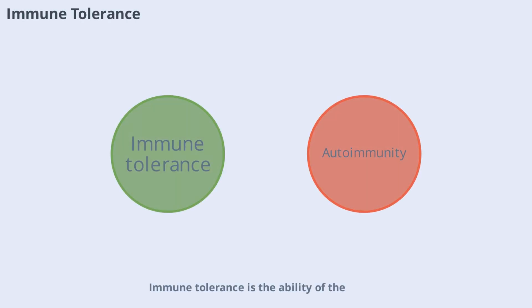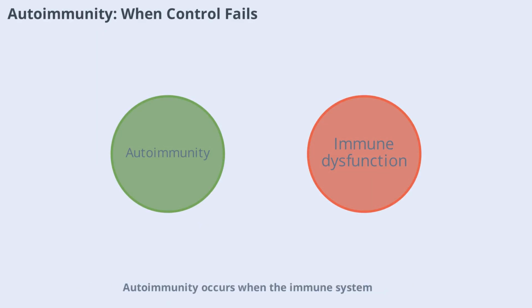Immune tolerance is the ability of the immune system to distinguish between self and non-self. Regulatory T cells and other mechanisms prevent attacks on the body's own tissues, reducing the risk of autoimmune diseases and maintaining health. Autoimmunity occurs when the immune system mistakenly attacks the body's own cells.